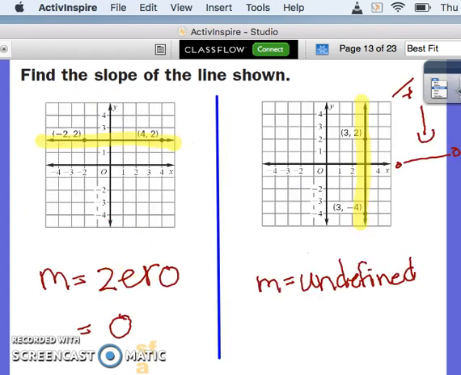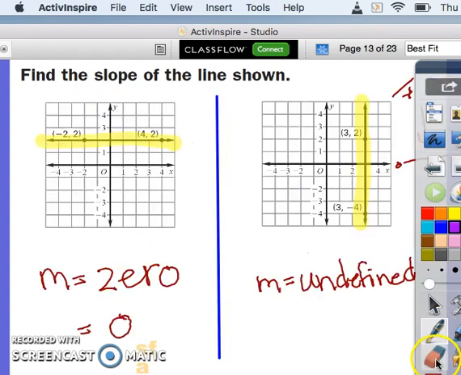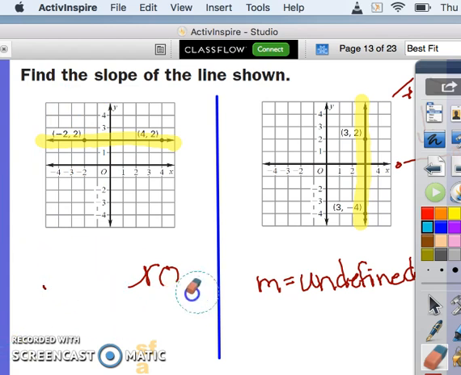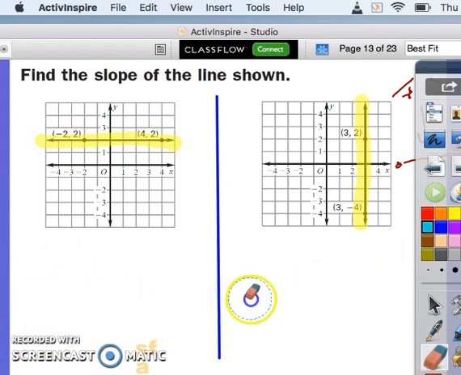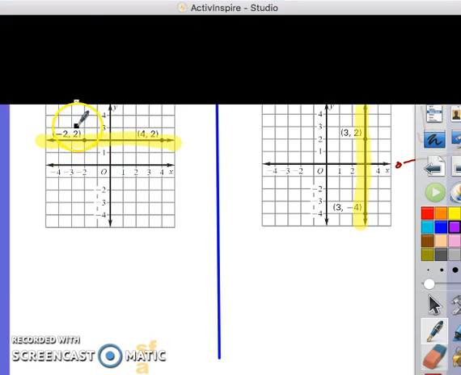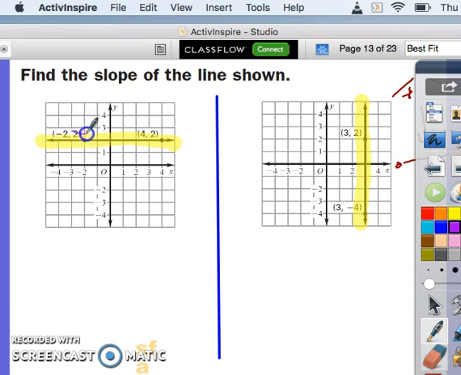Next ones, we have two: one that's horizontal and one that's vertical. Here I have a horizontal line. It goes from 2, see, our 2 here is the same.